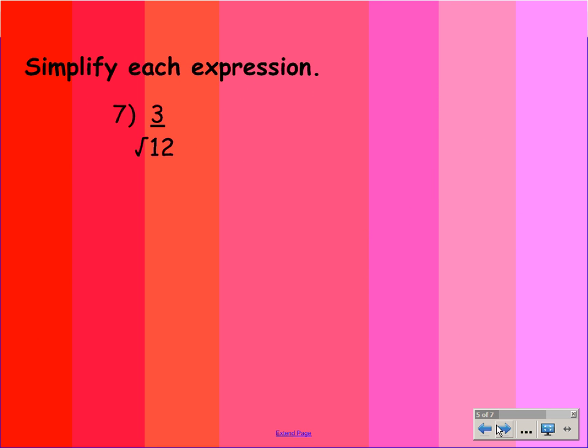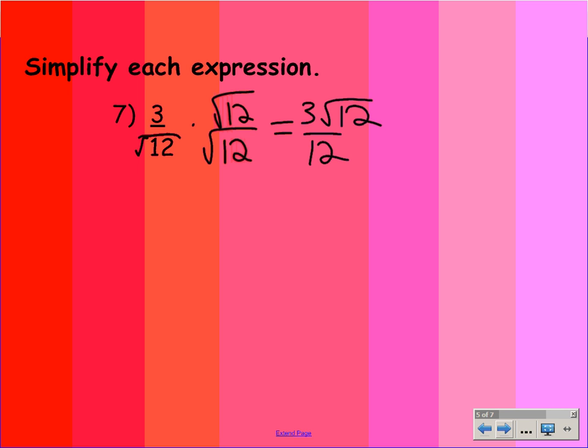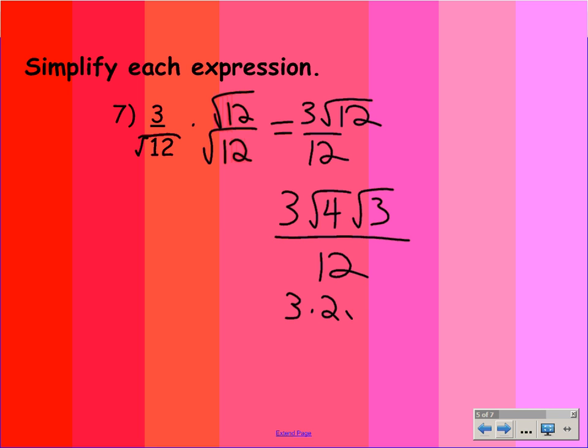All right, got 2 more examples here. So number 7, we've got the radical of 12 on the denominator. The only way to get there is to multiply by the radical of 12, and I'm going to do that on the top and on the bottom. So what do I end up with here? 12, and then 3 times the radical of 12. The radical of 12, we just found out, can be broken up. You're always going to break it up the same way. 4 and 3, and then 12 here on the bottom. So what do I have? 3 times 2, radical of 3, all over 12.